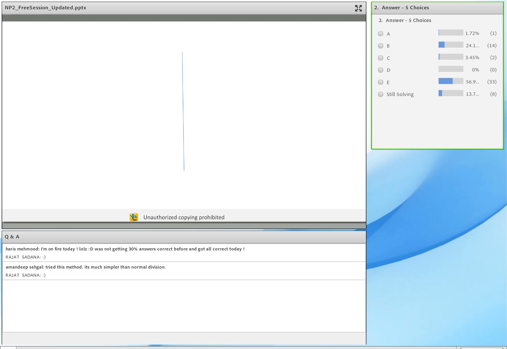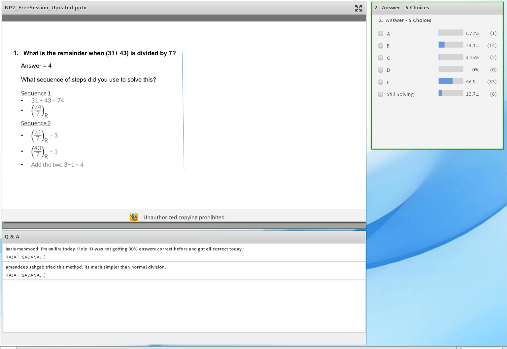Now, if you get a question that says, what is the remainder when 31 plus 43 is divided by 7? And again, the answer over here is 4. You can get this answer using two steps. One is, you can really say, I'm going to add 31 plus 43, I'm going to get 74, and I'm going to divide 74 by 7, and I get 4 as the remainder.